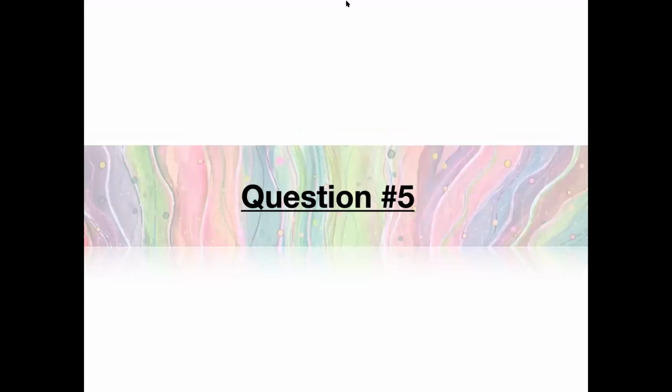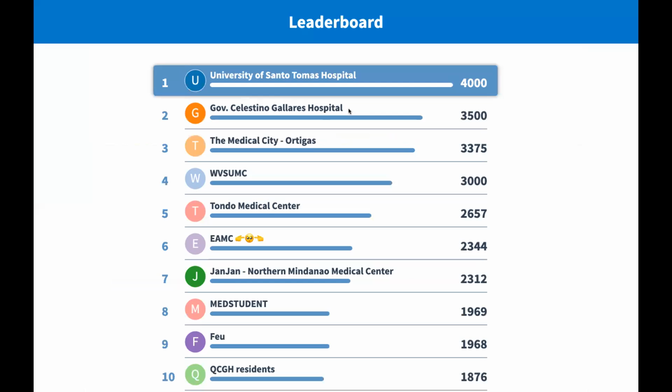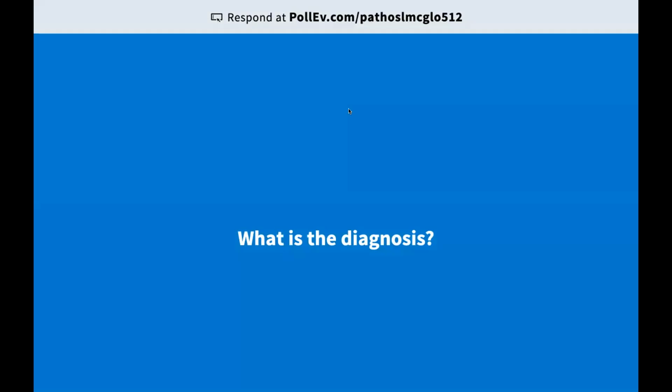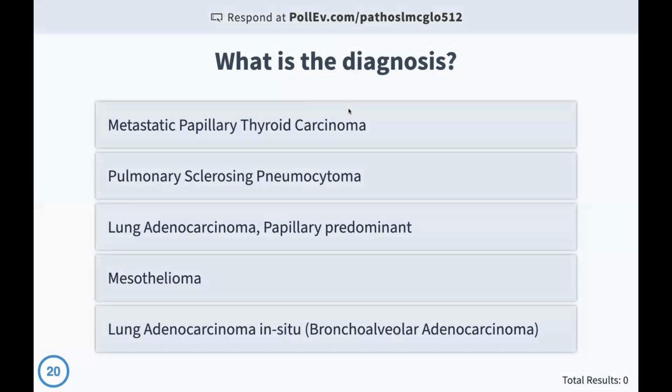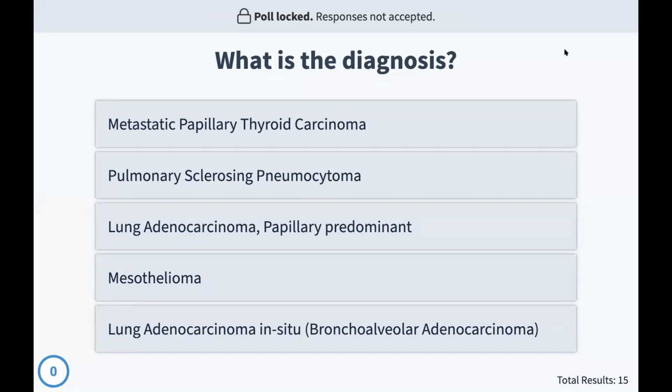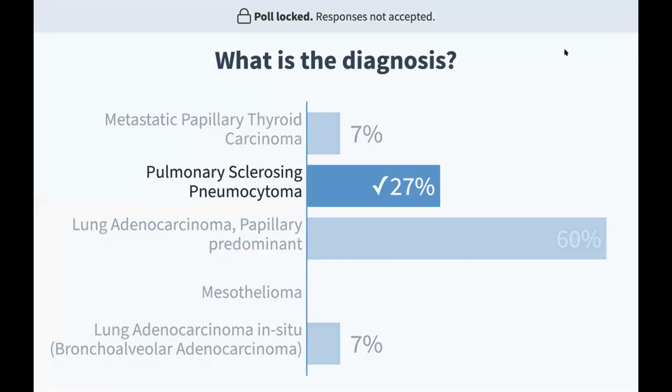Let's go to question number 5. What is the diagnosis? Metastatic papillary thyroid carcinoma, pulmonary sclerosing pneumocytoma, lung adenocarcinoma, papillary predominant, mesothelioma, lung adenocarcinoma in situ, or bronchoalveolar adenocarcinoma. All right, time is up. Your correct answer is pulmonary sclerosing pneumocytoma.